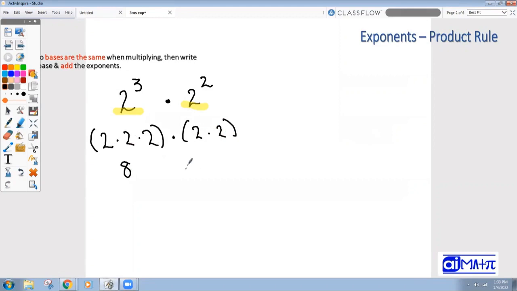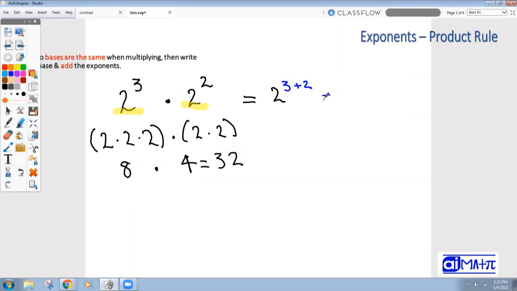2 times 2 is 4, and 4 times 2 is 8. And 2 times 2 is 4. If I were to multiply 8 times 4, these two numbers together, I would get 32. A different way to do that is just keep the bases the same, is what the rule tells us. And then I look at what the exponents are. It's a 3, and I'm going to add that to a 2.